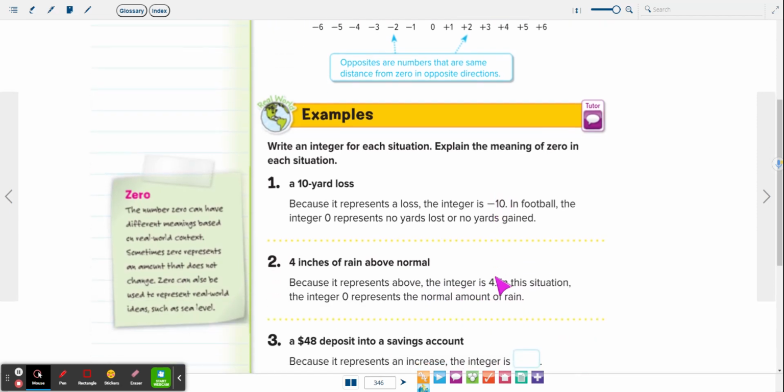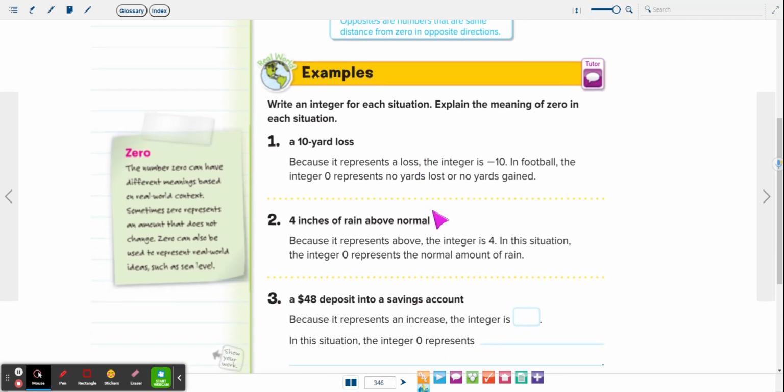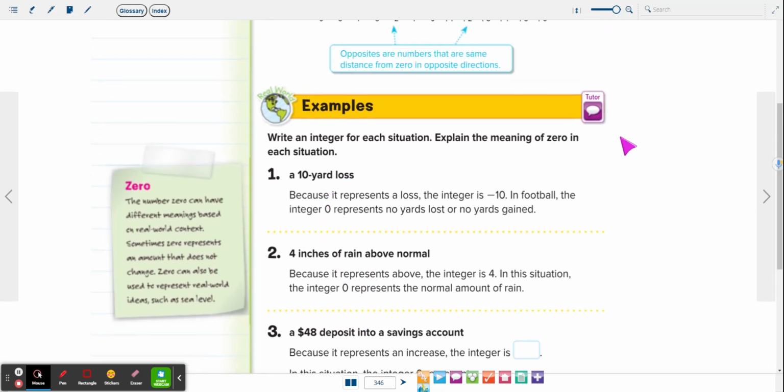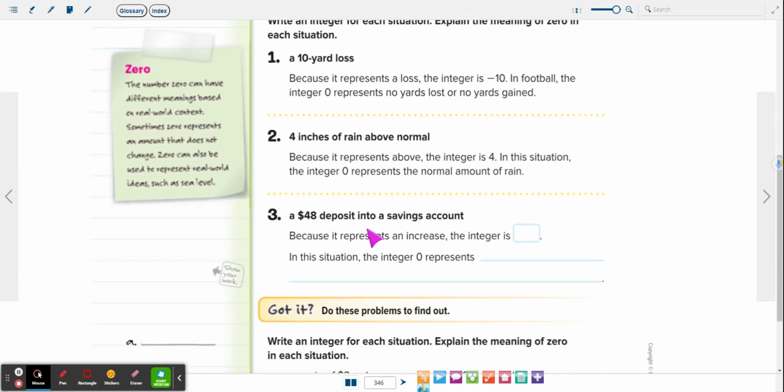So write an integer for each situation, explaining the meaning of 0 in each situation. A 10-yard loss would be negative 10, right? You're going backwards. You're going to the left, negative 10. 4 inches of rain above normal would be to the right. That would be a positive. A $48 deposit into a savings account: deposits increase your balance, so the integer is going to be positive 48.